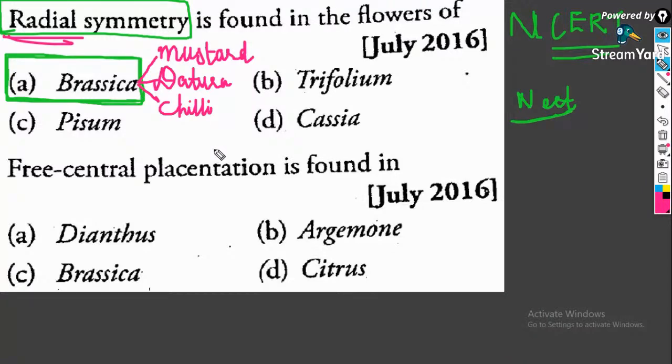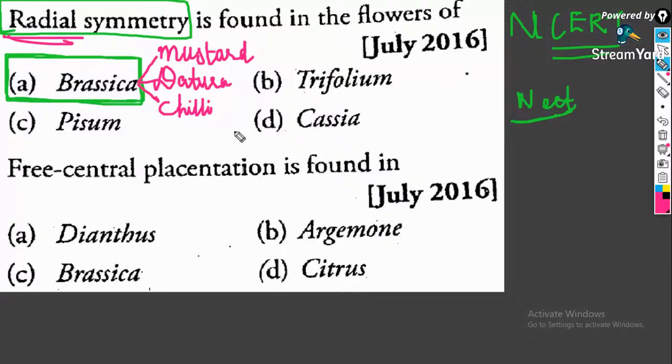Among the 4 options, Brassica, Trifolium, Pisum and Cassia. Okay, for the exam it will be asking you, chili will be the answer, Datura or mustard will be the answers. So radial symmetry is found in the flowers of Brassica, mustard, Datura and chili.